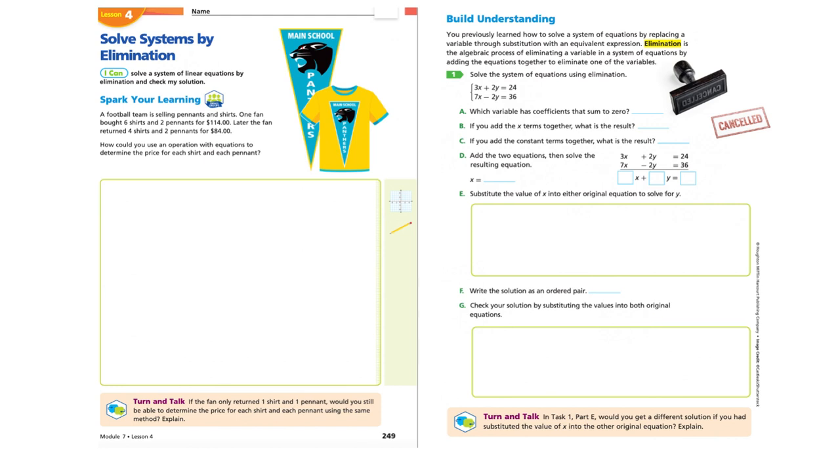So then do the turn and talk in task 1, this one here, that you just did, part E. Would you get a different solution if you had substituted the value of x into the other original equation? Explain. So think about that, and then we can go on to the next page.